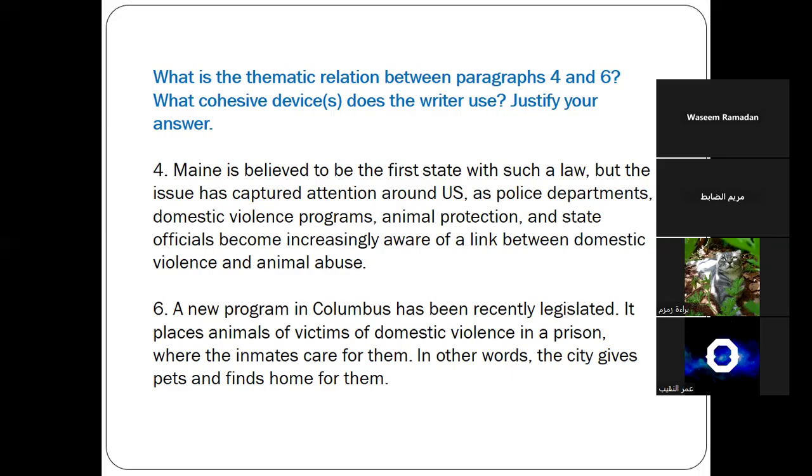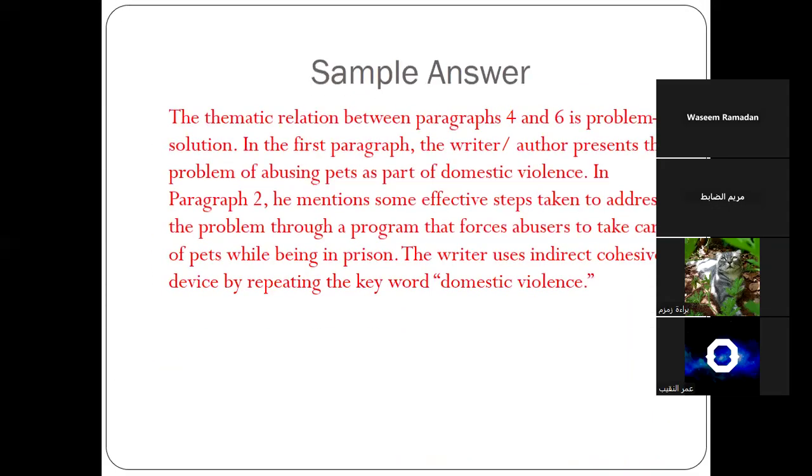Now, the thematic relation, let's see the answer. Okay, who wants to read? Can I read? Yes.